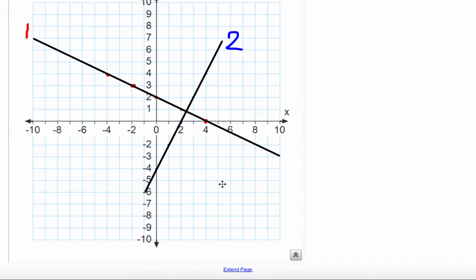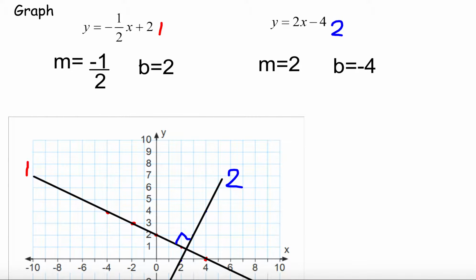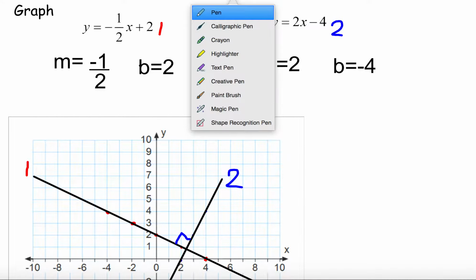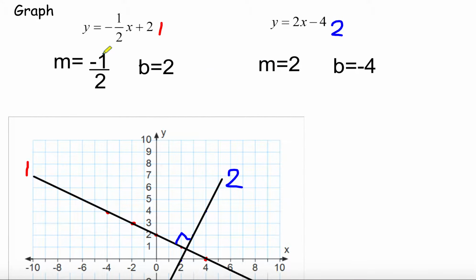Now what you should notice about these ones is they directly intersect, and they intersect at a 90-degree angle. Okay, so that line right there is a 90-degree angle. Now the way that we know this is actually by our slopes. Just like in the last question when the slopes were the same, the lines never touched, the slopes here are unique.